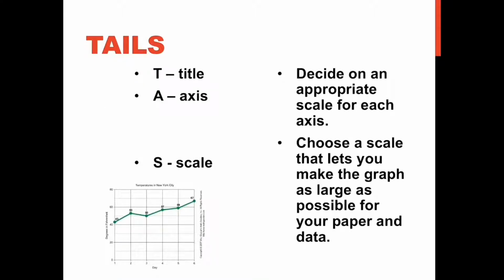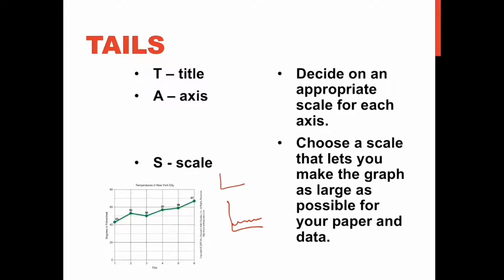Now let's talk about scale. So for scale, you need to decide on appropriate scale for each axis. So you need to choose a scale that lets you make the graph as large as possible for your paper and data. So you want to stretch it out as much as possible so that you can get a good picture of the data. You don't want it to look like this because we can't see the changes in that.